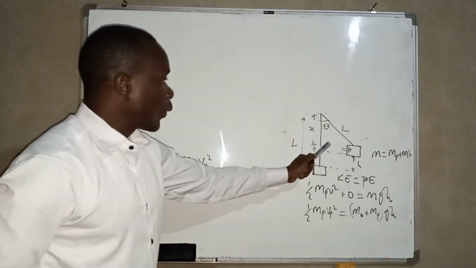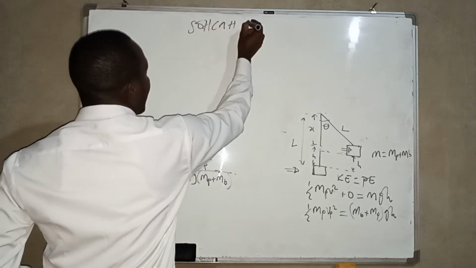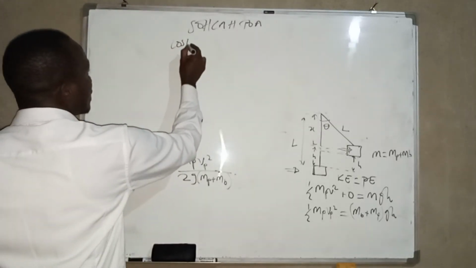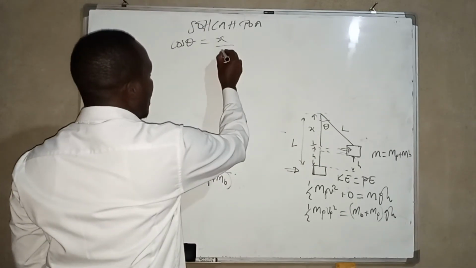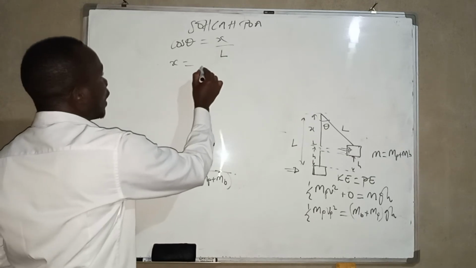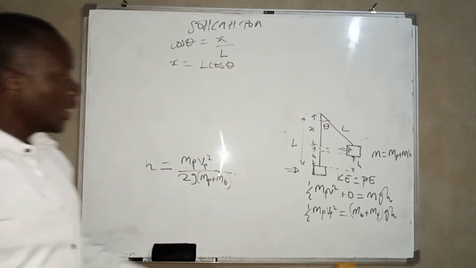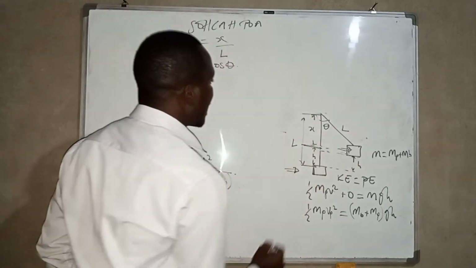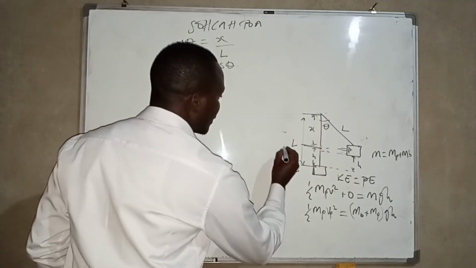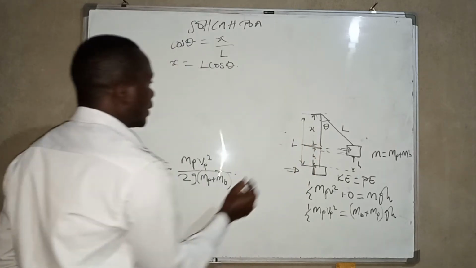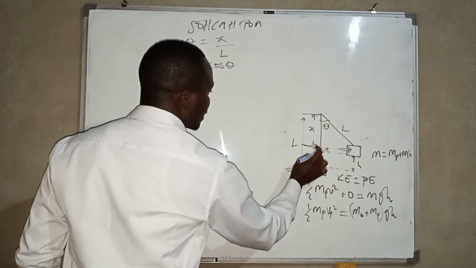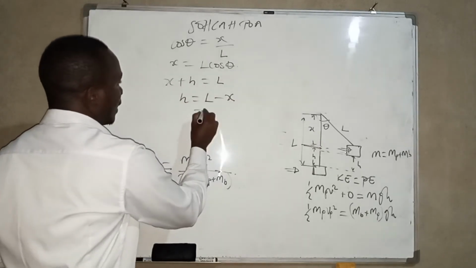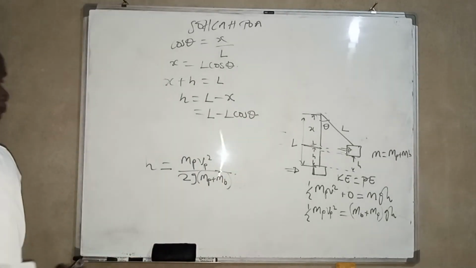Let me erase this. We know that this is the angle, and the side that is adjacent to the angle is x. So we have cos theta is equal to x over L, which is adjacent over hypotenuse, and we're going to have x is equal to L cos theta. So if from this point to this point is L, and from this point to this point is x, then h plus x should be equal to L. So that h will be equal to L minus x, and x is equal to L cos theta. So we can plug this into this.